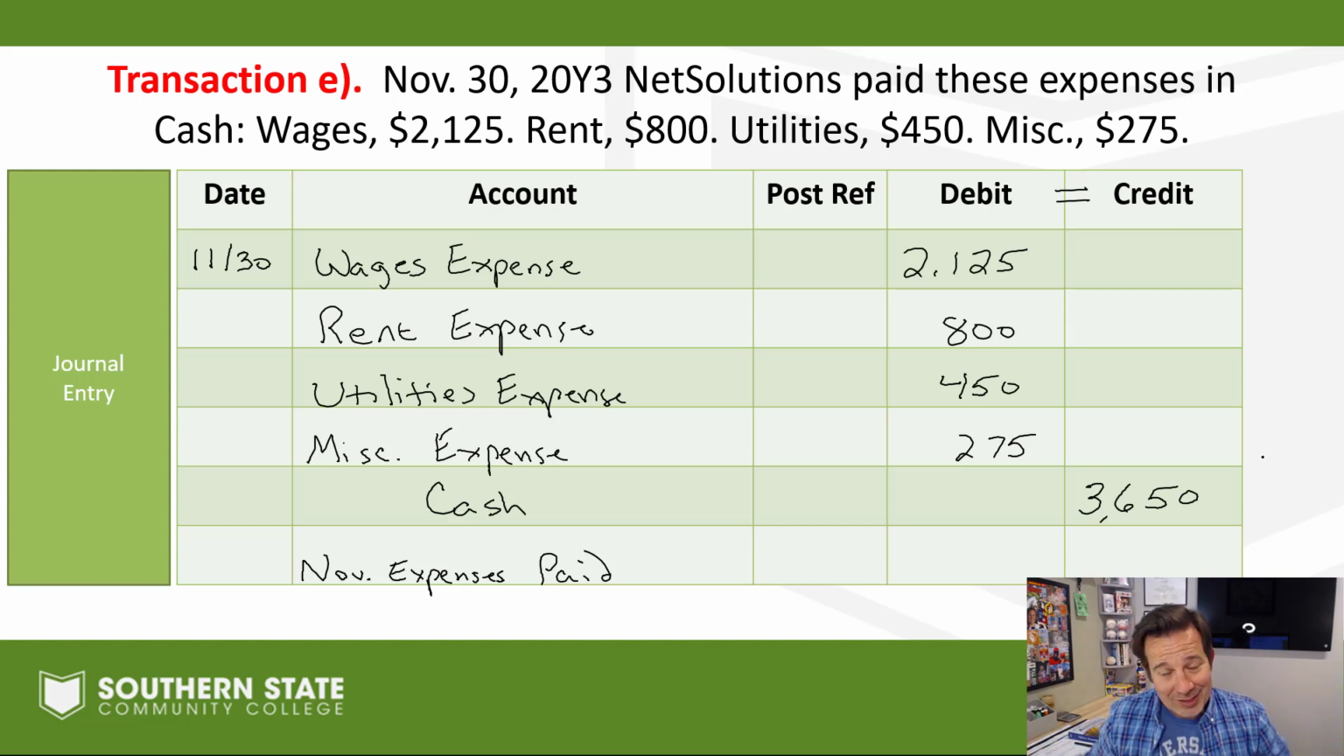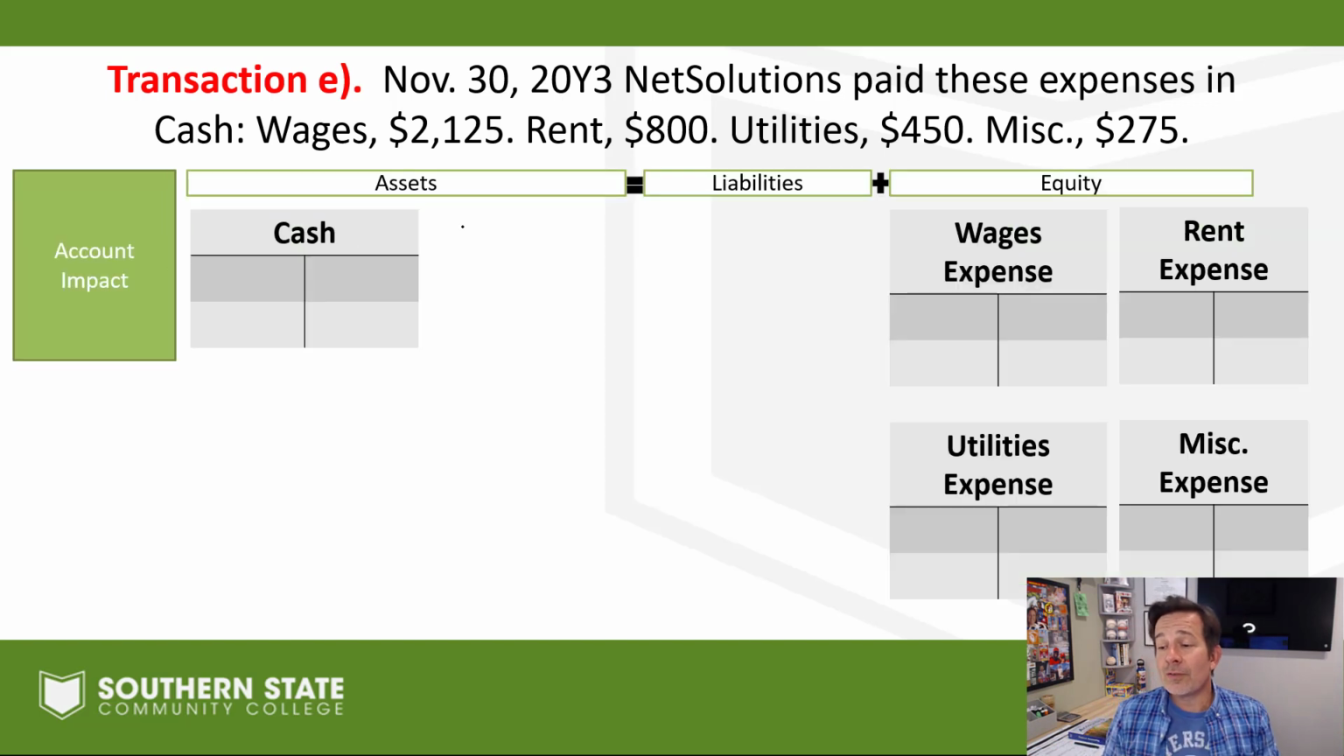So I didn't lie to you. Debits equal credits in dollar amount. We get to post it over to the individual accounts. We saw the $3,650 credit to the cash account.